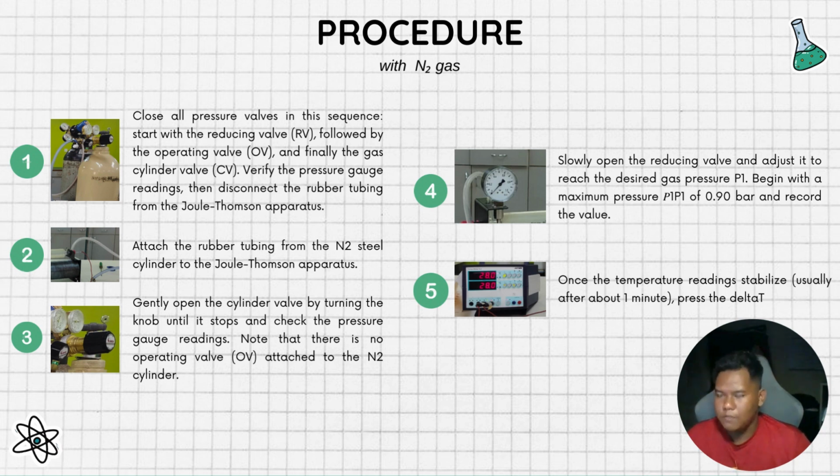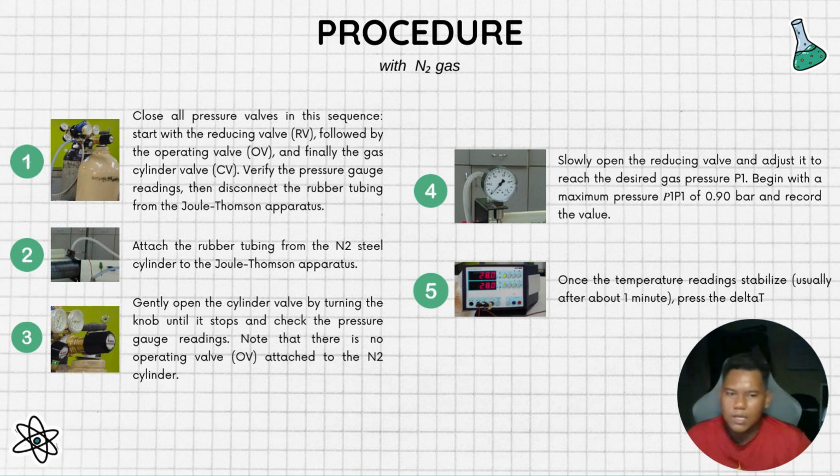First of all, before we use natrium hydroxide, the first step is we need to close all the pressure valves, like the previous video that I said: the reducing valve, operating valve, and cylinder valve.